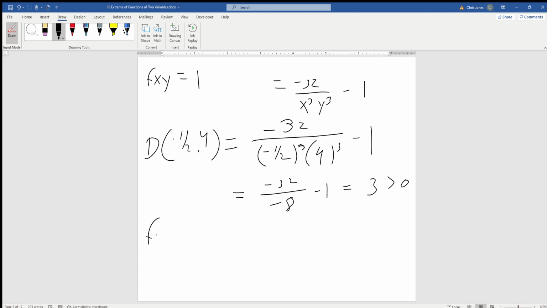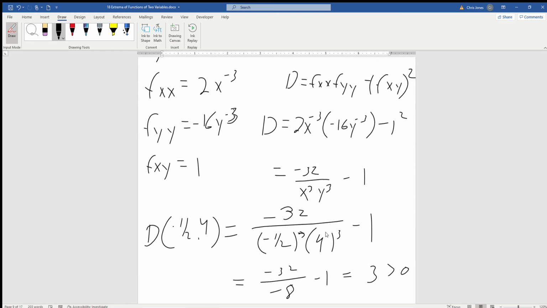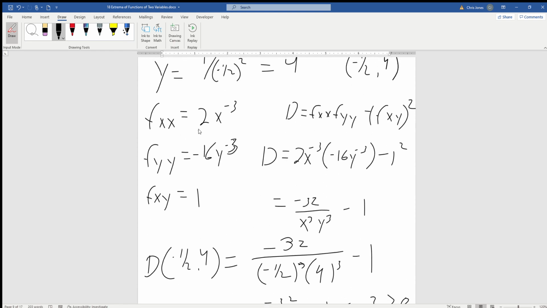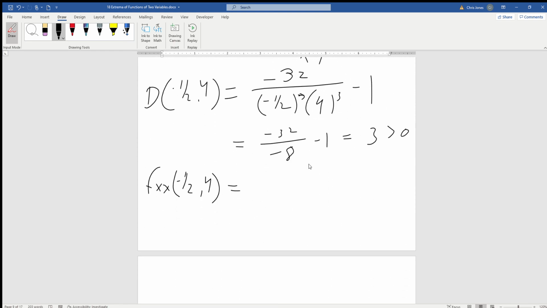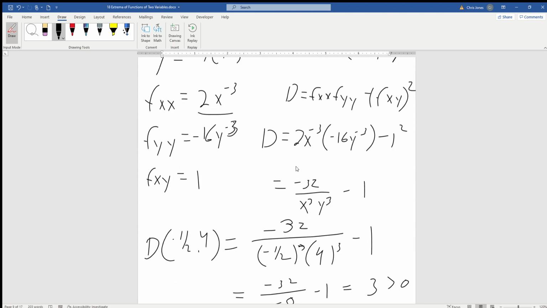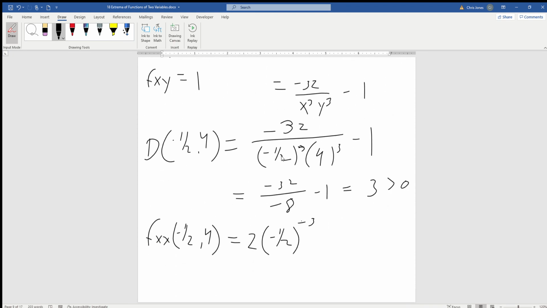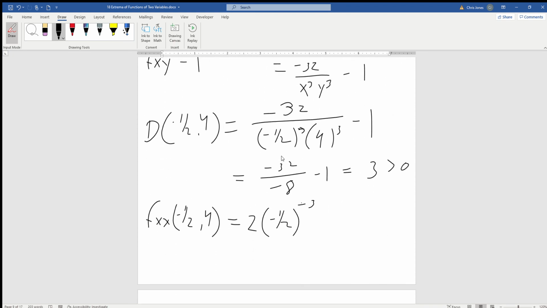So we go back to f sub xx at the point (negative 1/2, 4). And 2x to the minus 3. So that's 2 times minus 1/2 to the minus 3 power. All right, just substituting right in here. That's going to be negative 8 times 2. So that's negative 16, which is clearly less than 0. And so what we have is we have a max.